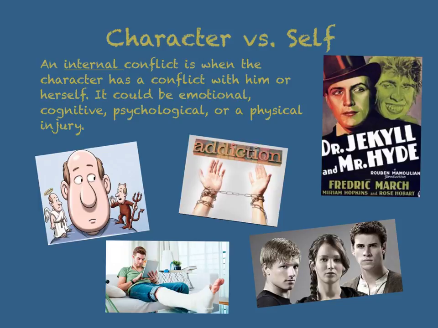Some examples of this type of conflict would be an emotional conflict, sort of like what Katniss had between Peeta and Gale. A cognitive conflict where you can't make a decision. You see this man here with the devil and the angel trying to help him make a decision. Psychological conflicts such as addiction, or in the case of Dr. Jekyll and Mr. Hyde, you had a split personality, or it could just be something as simple as a physical injury.